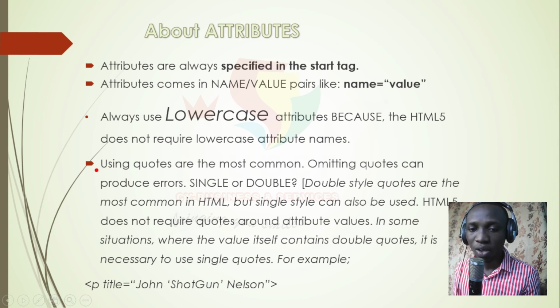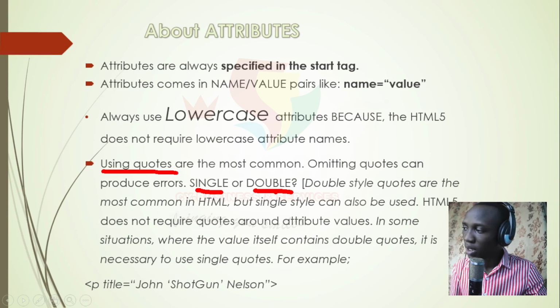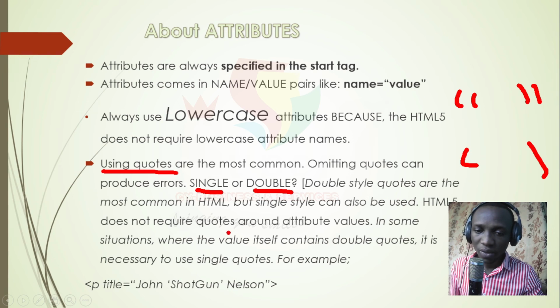Amazing. And then we use quotes to write the value of the attribute. In the next slide, possibly I will be talking to you about that. When you omit the quote, it will produce an error. And for quotes, you can either use the single or the double quote. Double quote styles are very common in HTML, but single quote styles can also be used. So mostly we use double quotes, but you can still use single quotes. The only thing you have to do is make sure that you don't mess it up.